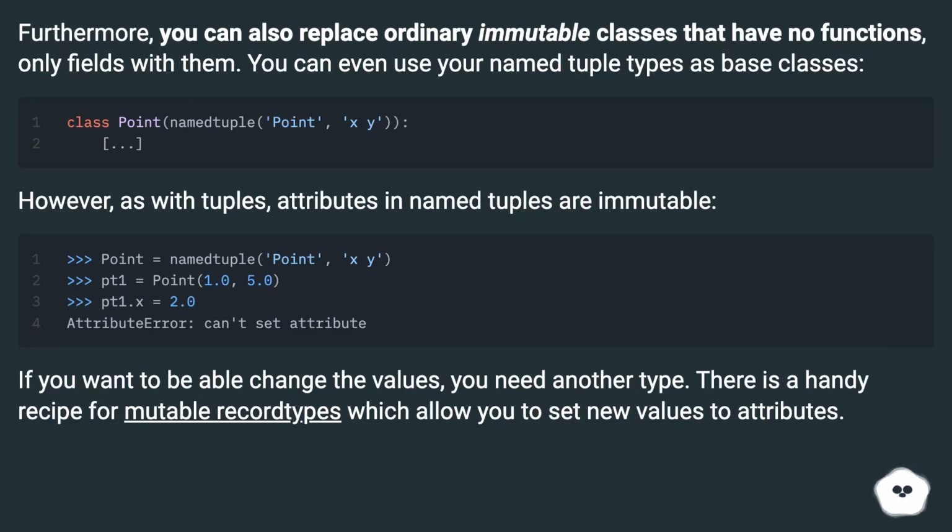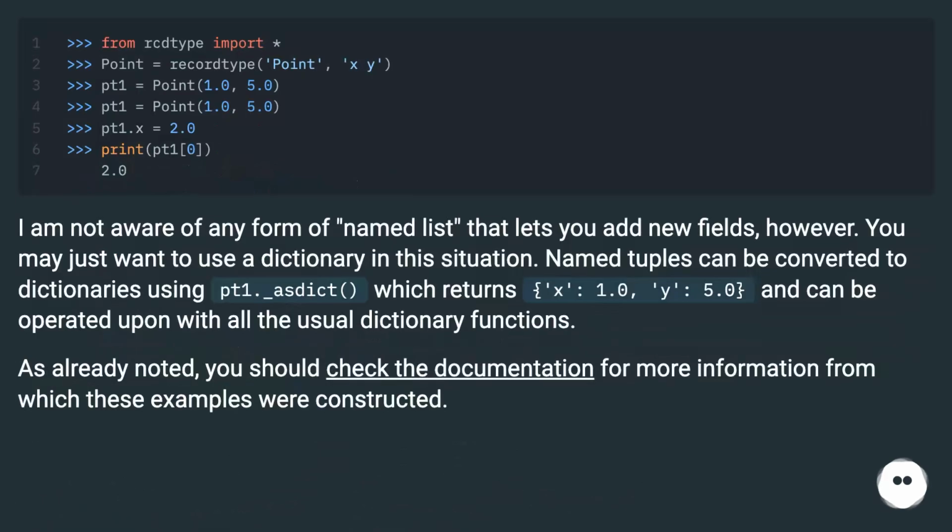However, as with tuples, attributes in named tuples are immutable. If you want to be able to change the values, you need another type. There is a handy recipe for mutable record types, which allow you to set new values to attributes. I am not aware of any form of named list that lets you add new fields, however. You may just want to use a dictionary in this situation.